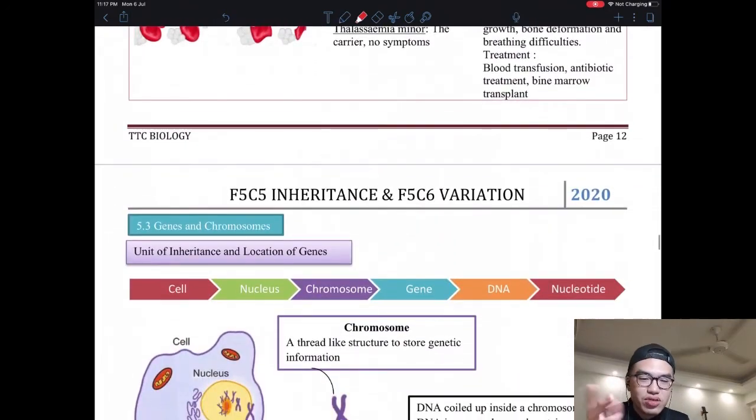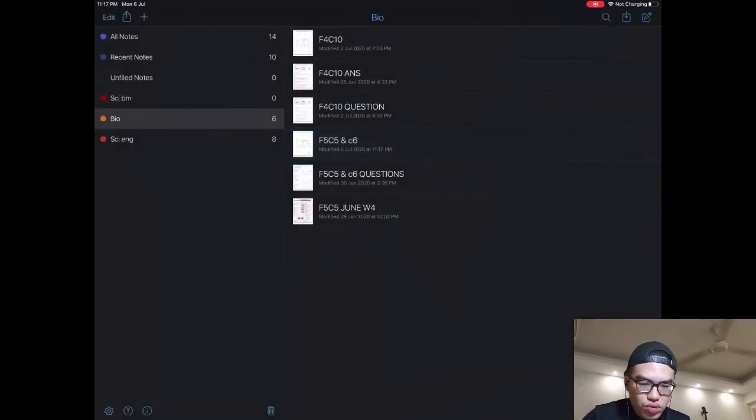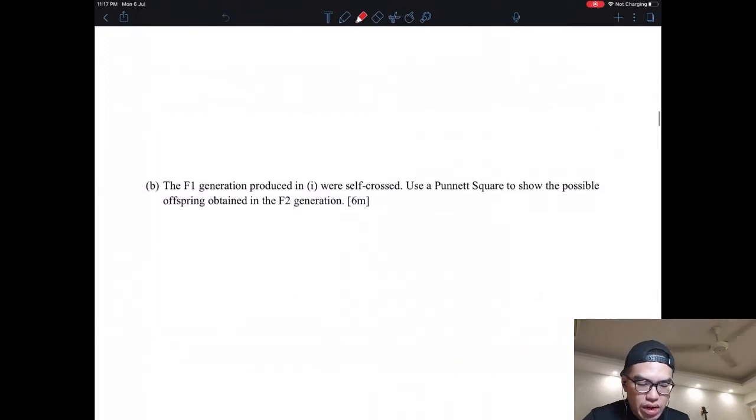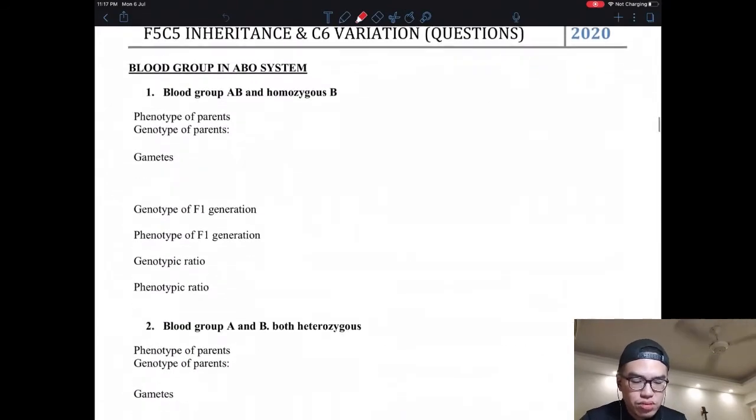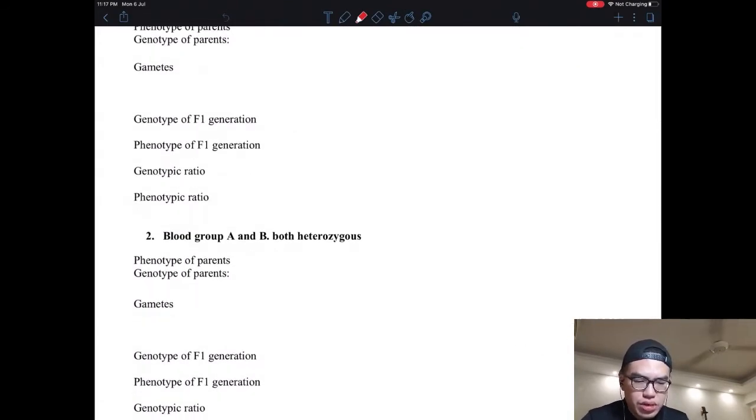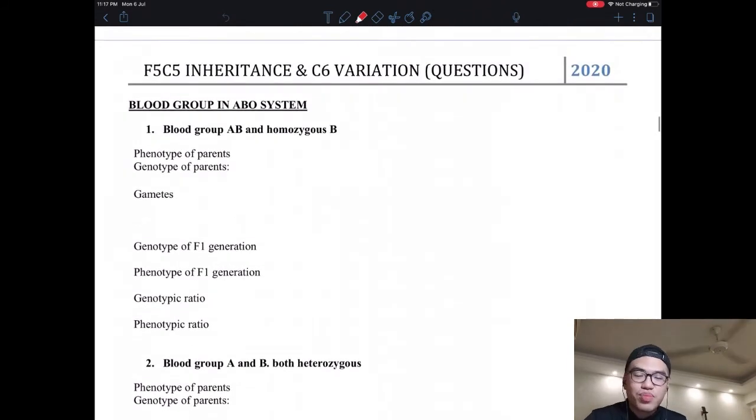Okay, so let's look at some of our exercise. This is our last week's one. The video is a bit long, so I'll try to keep the exercise short. Let's look at blood group. Blood group AB and homozygous B. Homo is 2, so this is IB. So AB is confirmed, IA, IB.